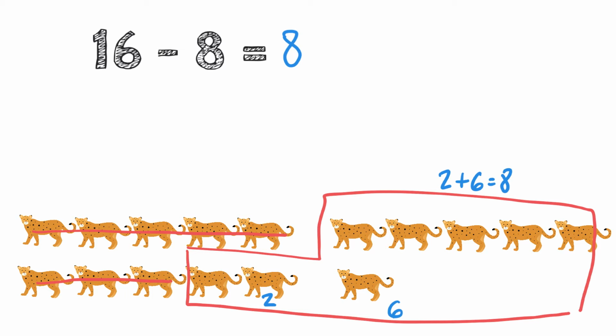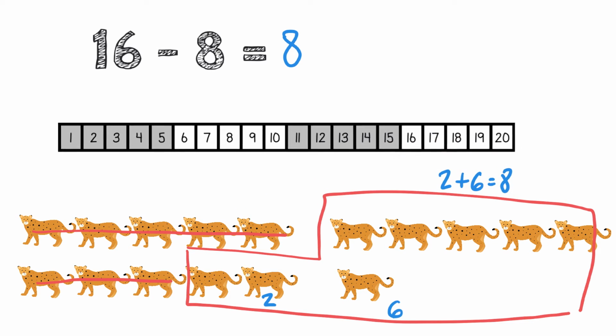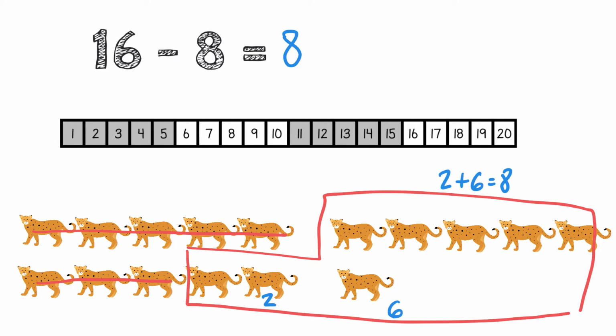But if we're going to look at it with addition, and in particular use a number path or a number line, how do we do that? Well, let's take a look here. So here's a number path. Now, when we use a number path, we want to start out with the number we're subtracting.